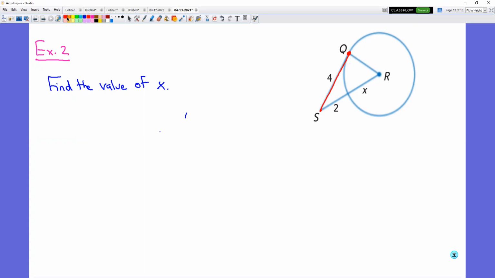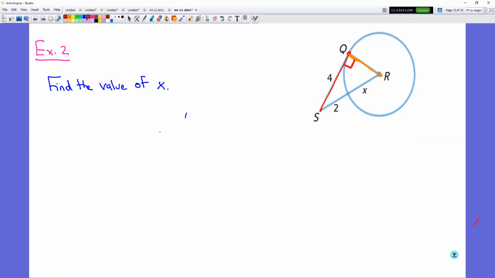So I'm going to highlight that. And so, because R is a center, Q is on the circle. So therefore, we have to see that this makes a right angle right here. So there's a right angle, okay? And so once again, we have a right triangle. So we're going to use the Pythagorean theorem to help us answer this question.